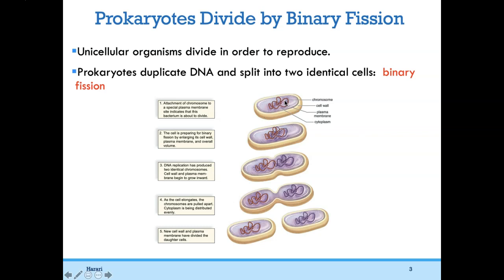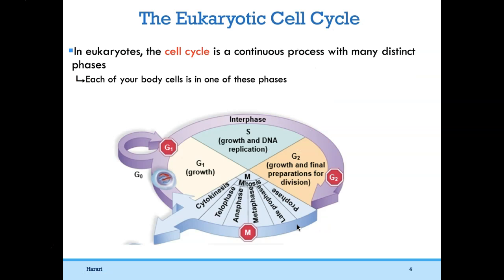Right? So this was the parent cell, or the parental cell, that divided into two daughter cells. That's binary fission in prokaryotes. Let's move on from there.